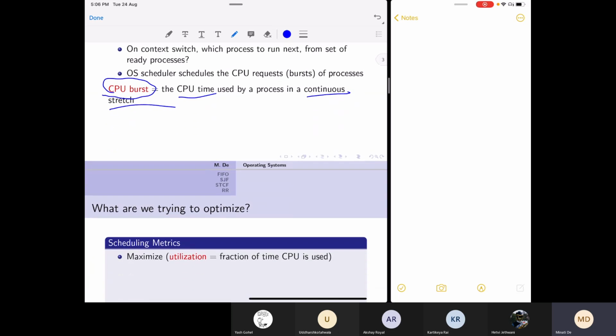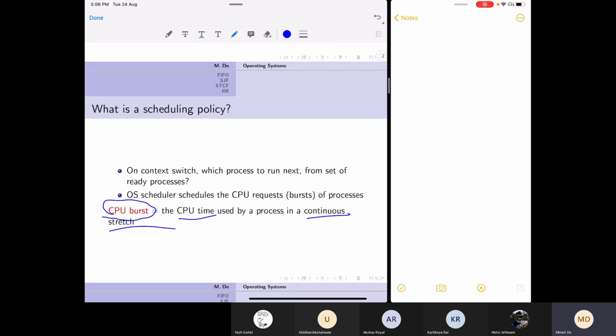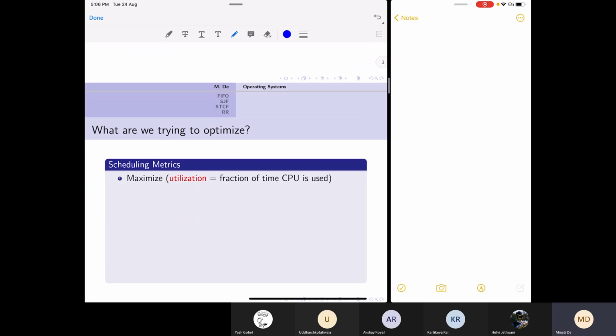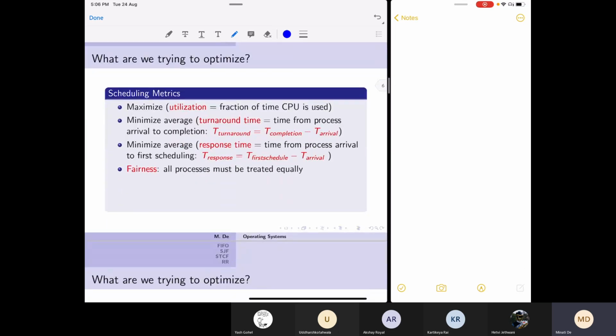Now, if you want to construct some policy, note that we don't have only one policy; there might be several. You need to compare the performance of those policies, so there should be some metric. We need to understand what metrics a scheduler should consider. Let us see those metrics.